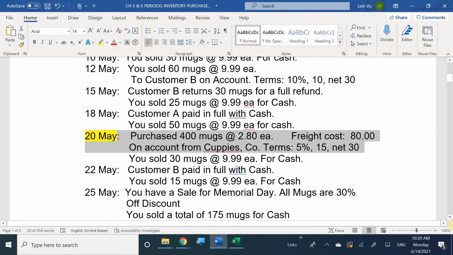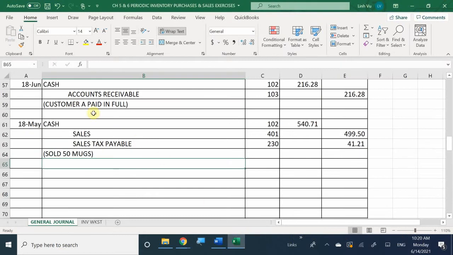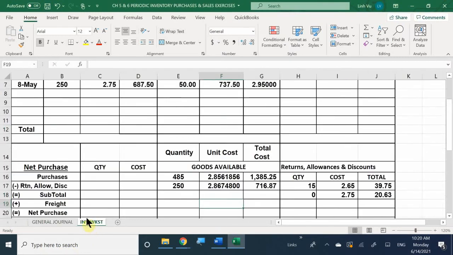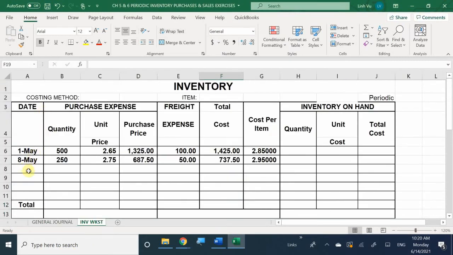So it was a purchase of 400 mugs at $2.80 a piece. Freight cost is $80, and it was done on terms. Okay, so I'm going to go to the inventory worksheet first. It is now May 20th. 400 items at $2.80 with a freight of $80.